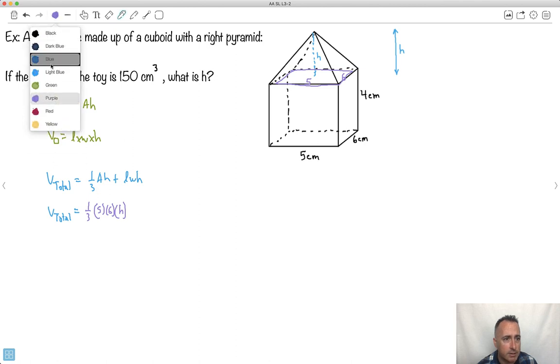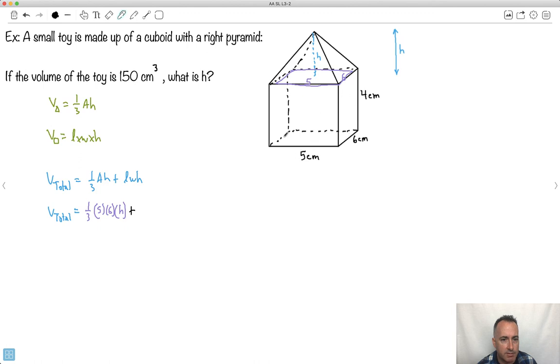Plus, I'll do it in black, length times width times height. In this case, it's 5 times 6 times 4. So this is my goal. And by the way, I know the total volume. I know that value is 150.